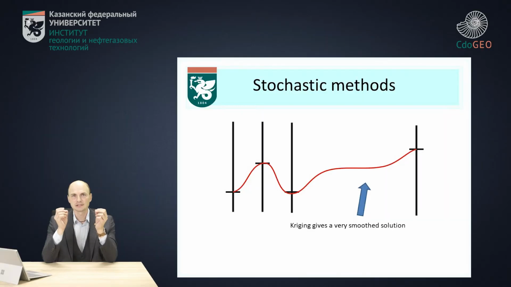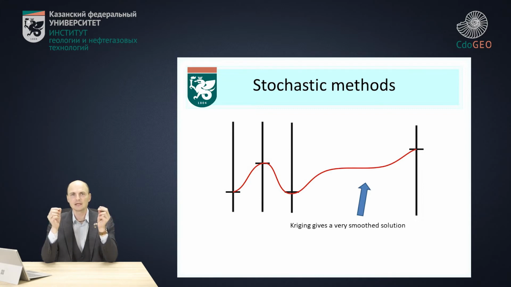Now let's talk about stochastic methods and stochastic modeling. In the case of stochastic modeling, we are constructing a set of different models, while in deterministic methods, we are counting only a single model.